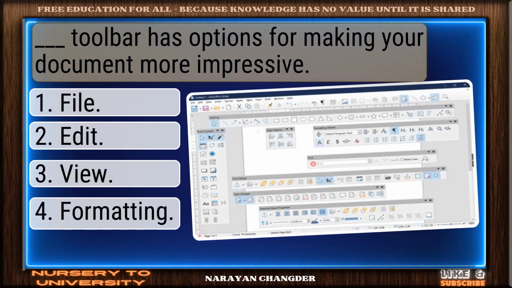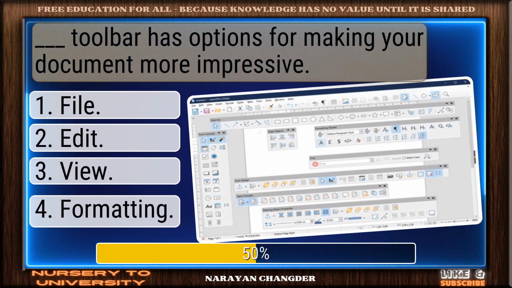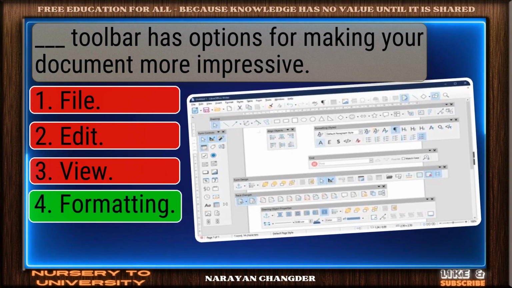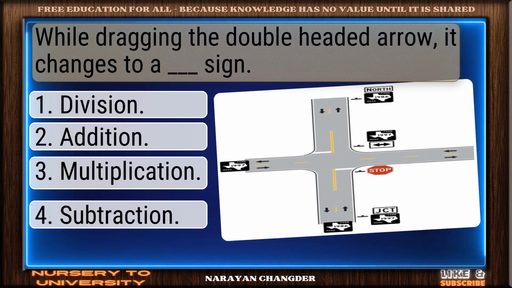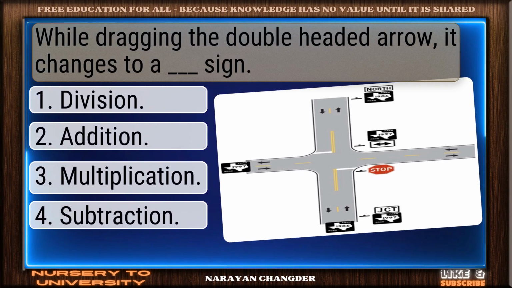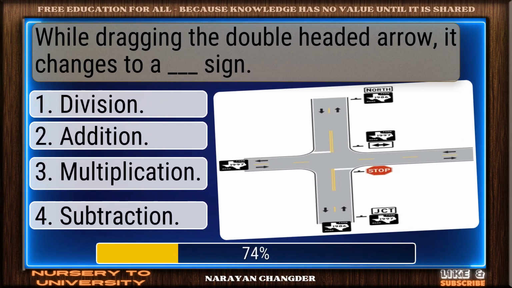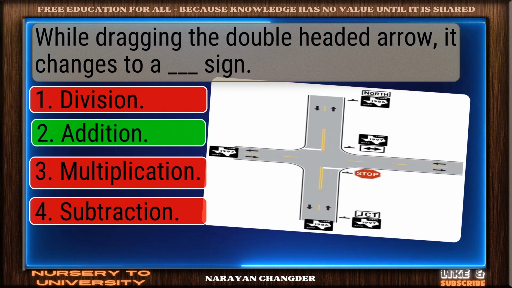Dash toolbar has options for making your document more impressive. On track. Formatting is the correct answer. While dragging the double-headed arrow, it changes to a dash sign. Strong choice. Addition is the right answer.